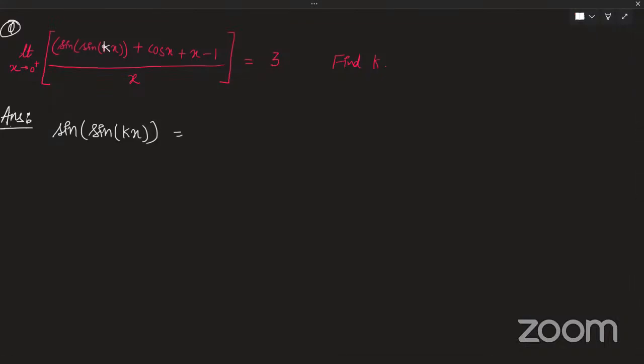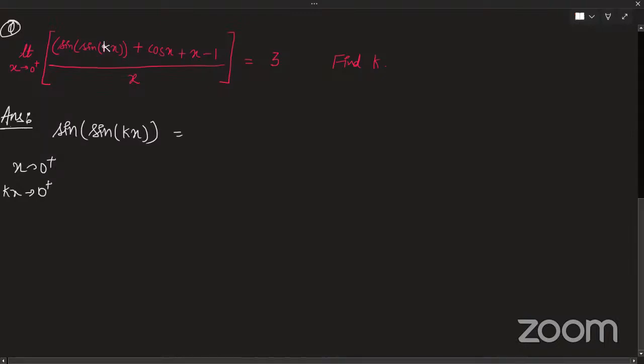Do you all agree that kx is going to 0? If x is tending to 0 plus, where is my kx going to? 0. Yes, correct. If my x is going to 0 plus, my kx will also go to 0 plus. So not an issue. I can just remove my sine, right? So it just remains as sine of kx. Now again, this thing is 0, so I can just write it as kx. Got the trick?